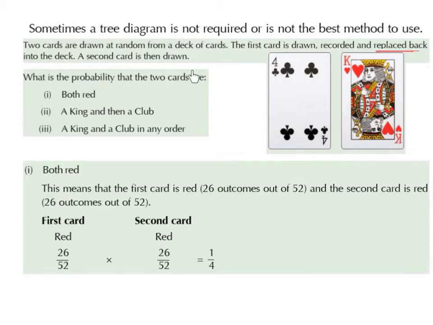What is the probability that the two cards are both red, a king and then a club, a king and a club in any order? So let's start with both red.